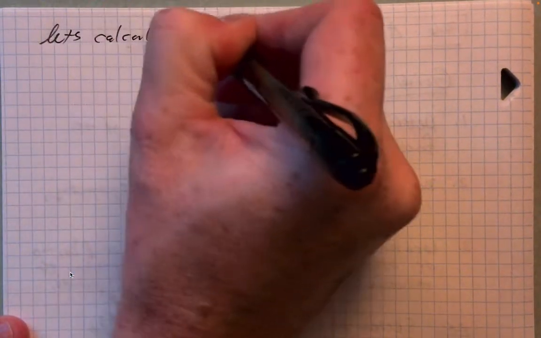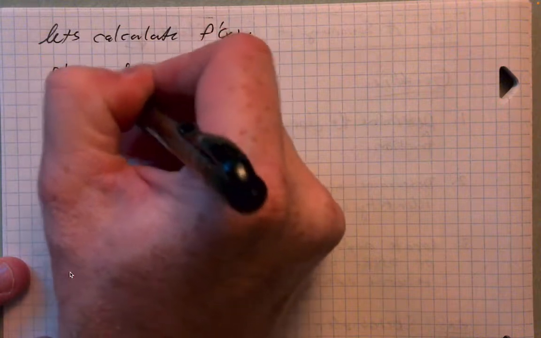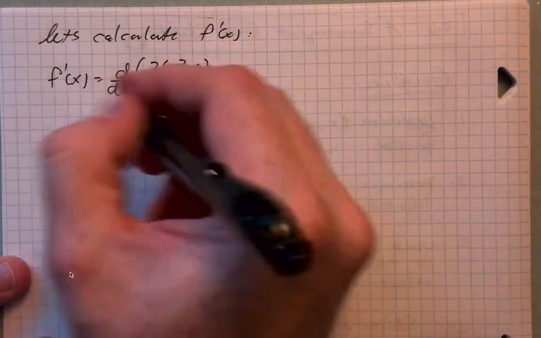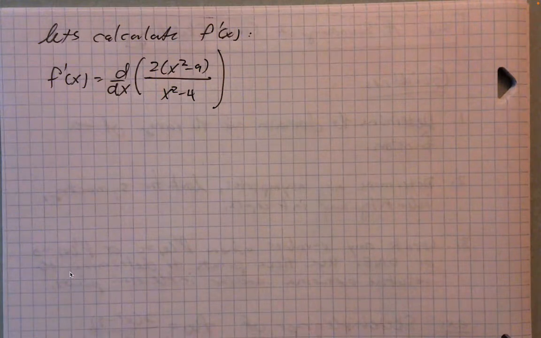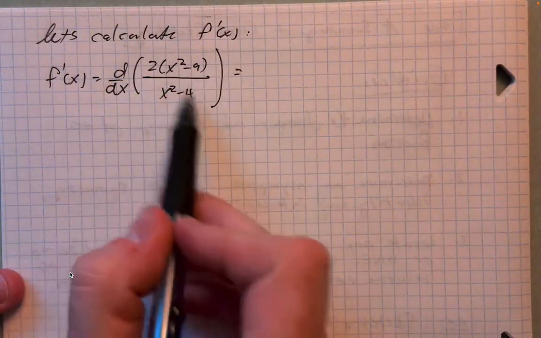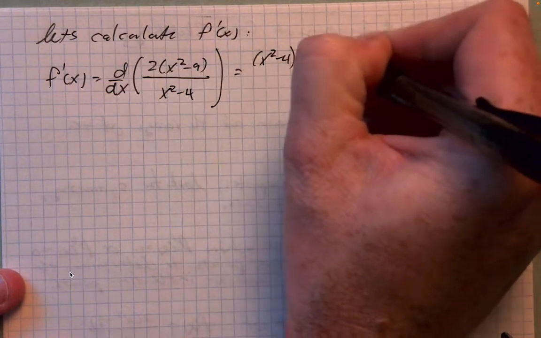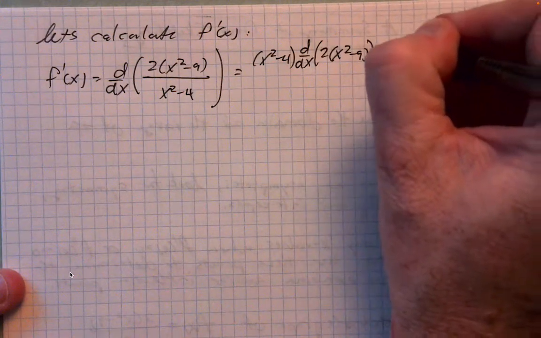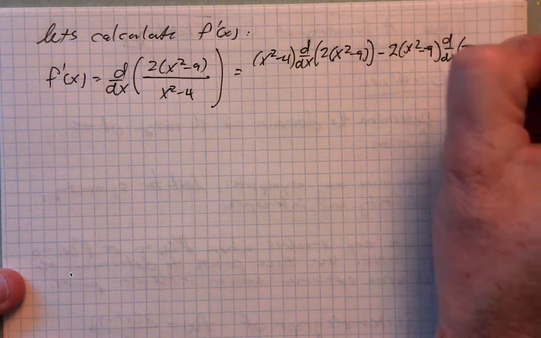So let's calculate f prime of x. So f prime of x would be d dx, and I'm just going to rewrite the function, 2x squared minus 9 over x squared minus 4. Now, in order to calculate this derivative, we're going to have to use the quotient rule, right? So that will be the denominator, x squared minus 4, times the derivative of the numerator, minus the numerator, times the derivative of the denominator.